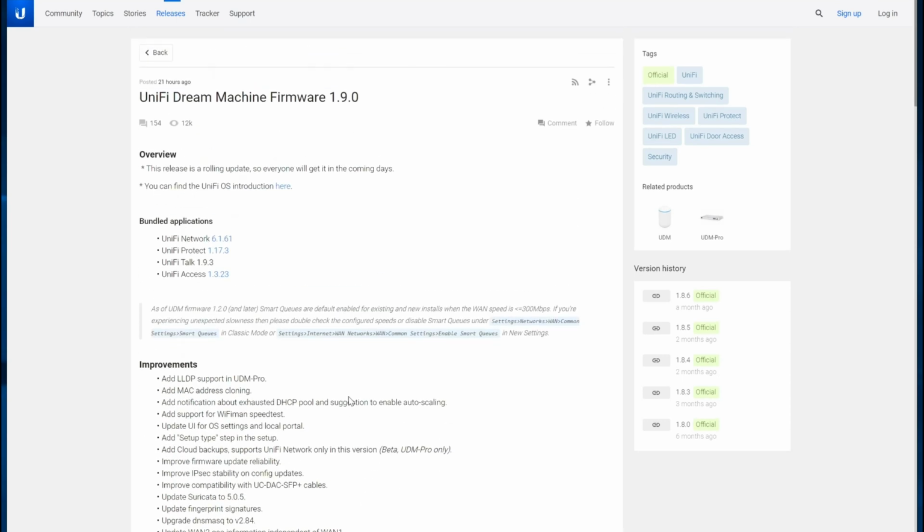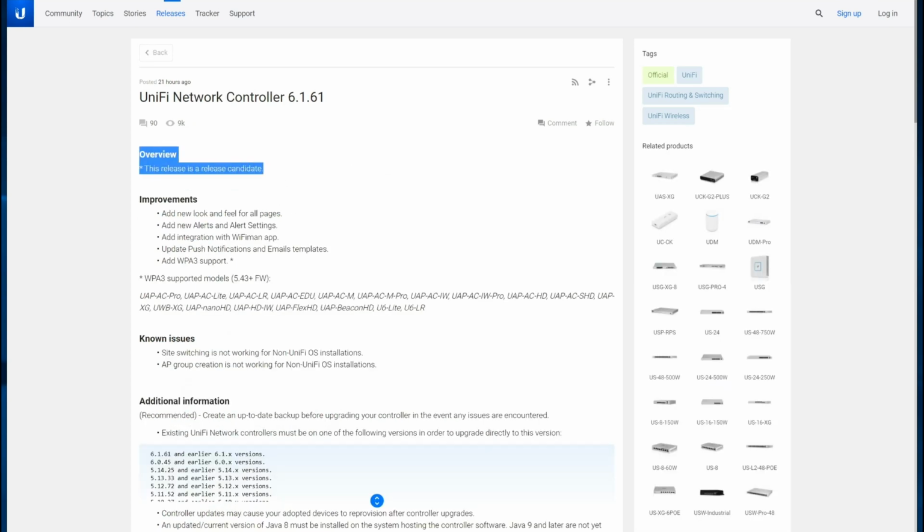Good that it's here. I am a little bit concerned by the pace of the move from the 1.8 to 1.9 firmware release, but not as concerned as I am about the inclusion of UniFi Network 6.1.61, which even by Ubiquiti's own words is still a release candidate, as well as a relatively not insignificant update from the 6.0 line, which was on the 1.8.6 firmware. So I'm going to slow roll this one.